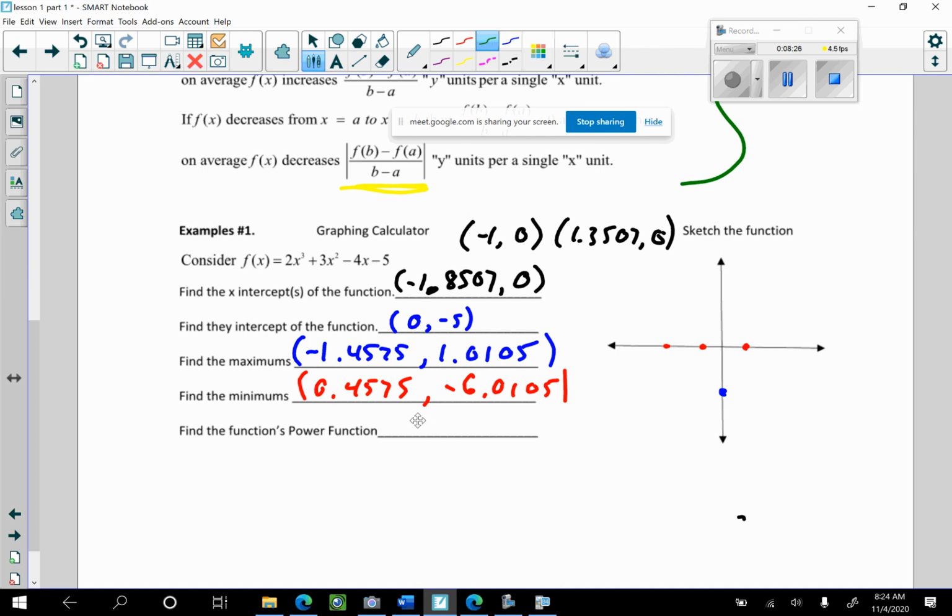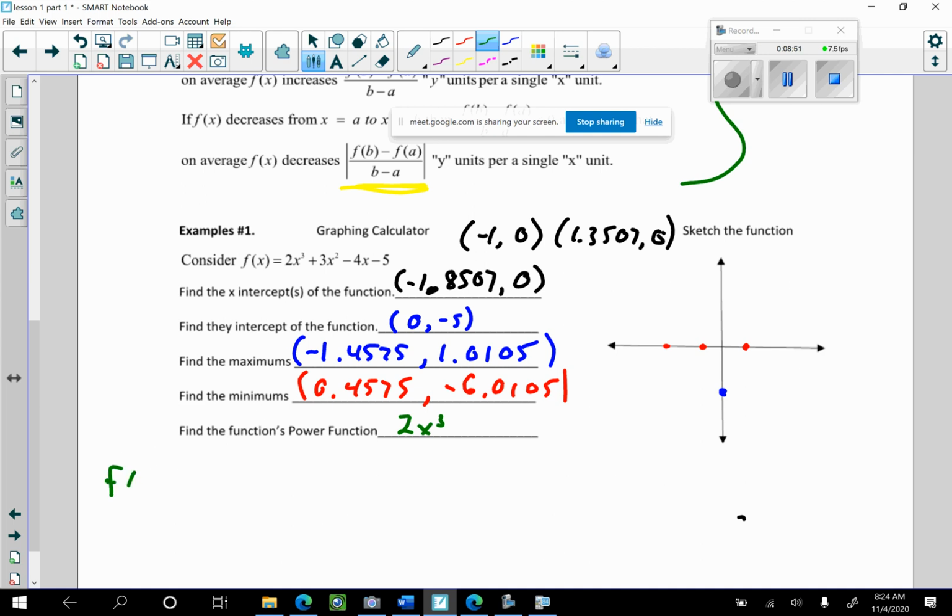Power function is easy. The power function is simply 2x cubed. Here's what math students generally, elementary math students, they want to grid everything out. You don't have to scale everything out. Just give a general shape of that. How does it begin? What's the end behavior?